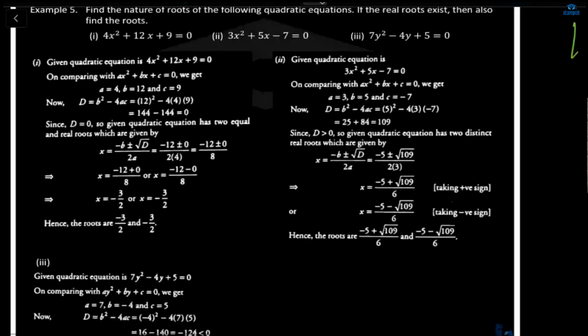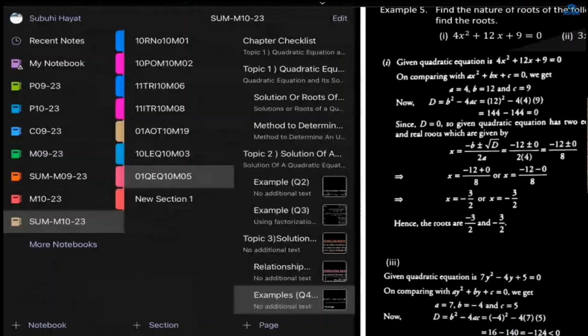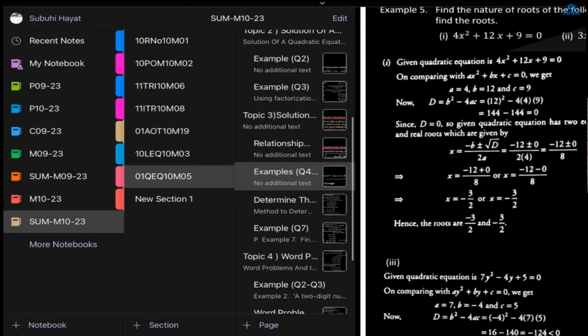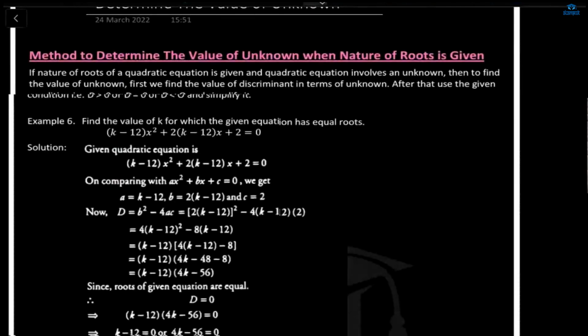So I think you understood how to use the quadratic formula to solve the equations. Yes, ma'am, understood. Now, if it is already given that real roots exist, or imaginary roots exist, or the d value is less than 0, then you need to find the values that are missing in your quadratic equation.